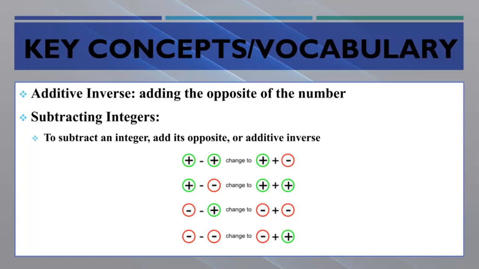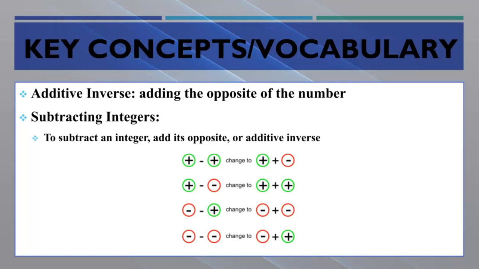So first, the concept here is we have an additive inverse. The additive inverse just means you're adding the opposite of a number. And anytime you see the word opposite, think negative or a minus sign. Minus just means the opposite of. So down below here, you can see I have some pictures. We're going to subtract an integer by adding its opposite.